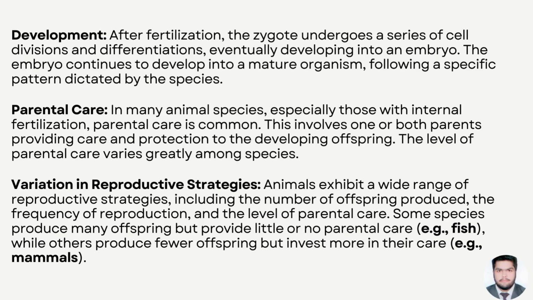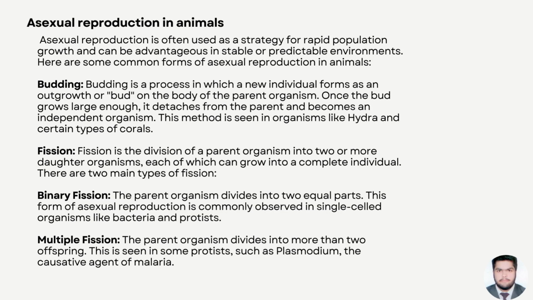Point 6. Variation in reproductive strategies. Animals exhibit a wide range of reproductive strategies, including the number of offspring produced, the frequency of reproduction, and the level of parental care. Some species produce many offspring but provide little or no parental care, for example fish, while others produce fewer offspring but invest more in their care, for example mammals.